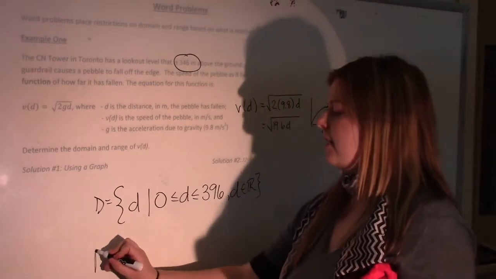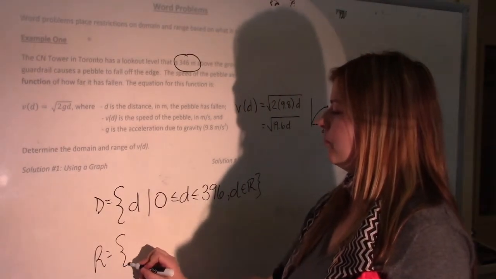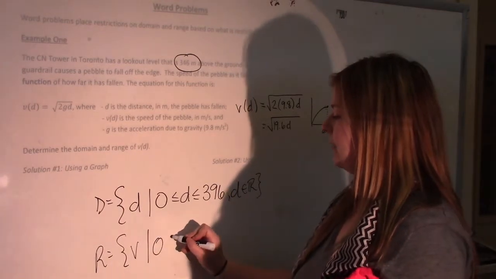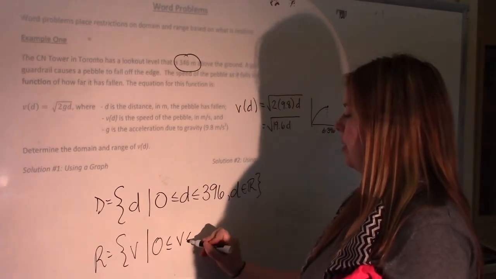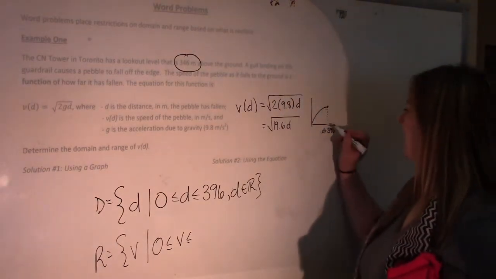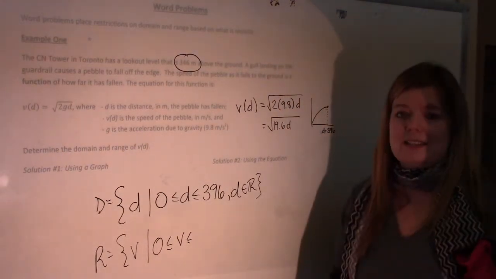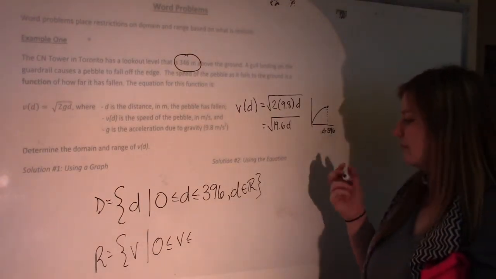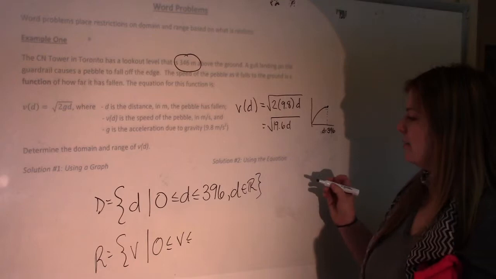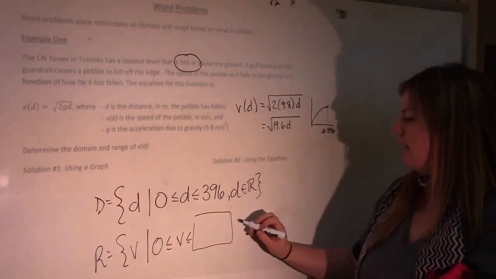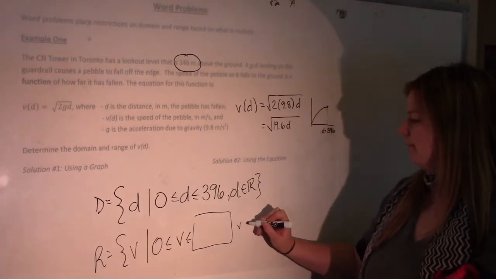But now our range will be how big velocity can be. So velocity has to be greater than or equal to 0. But how high can it get? Well, we have to look at what the velocity is at the distance of 396 meters, because that will tell us when it's hitting the ground. So go ahead and do that, figure out what that is, and you can check your answer with me tomorrow.